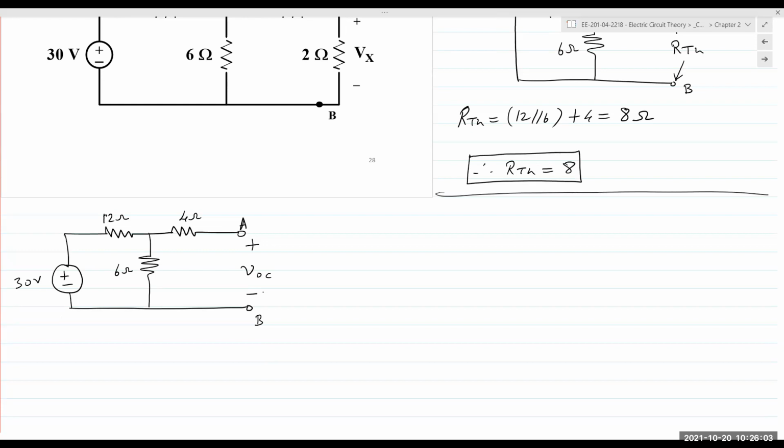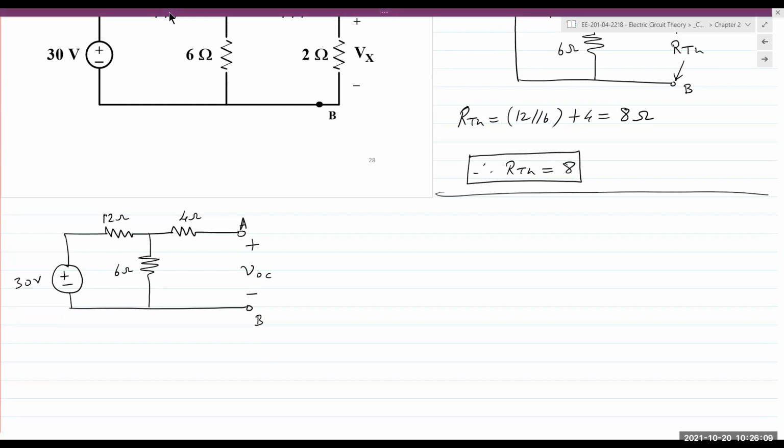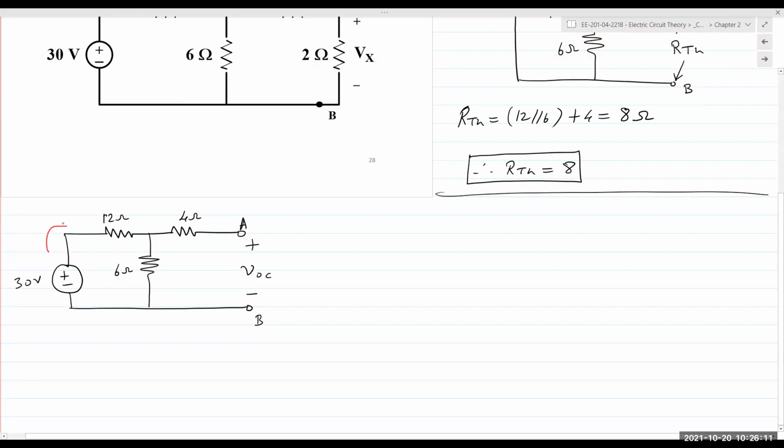The 30-volt source is supplying some current, right? That current is flowing through the circuit. Let's call it I. Some current will go down through the 6 ohm. Is any current going to go through the 4 ohm resistor? Not at all, right? It's an open circuit. It's an open path, there's no pathway for the current to flow. So the 4 ohm resistor will not have any current.